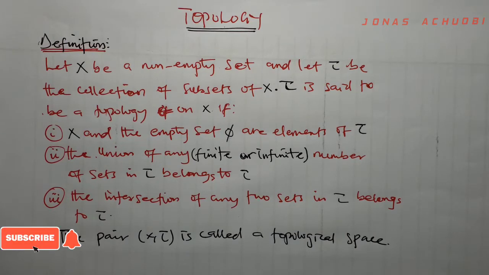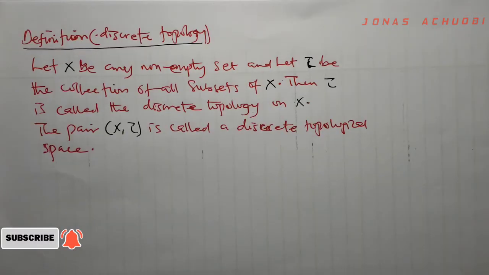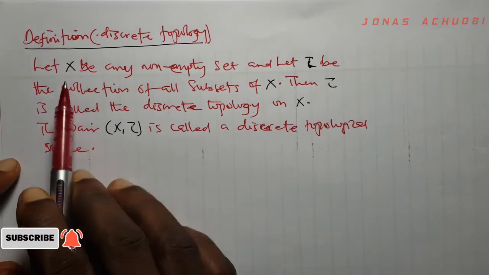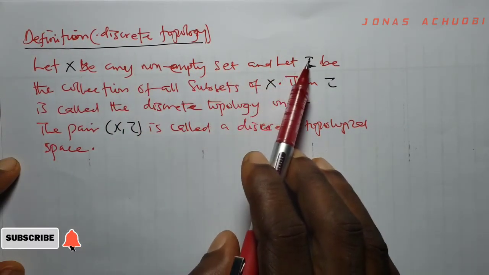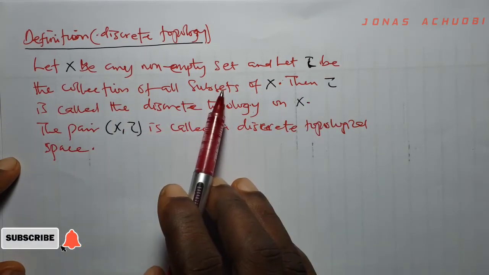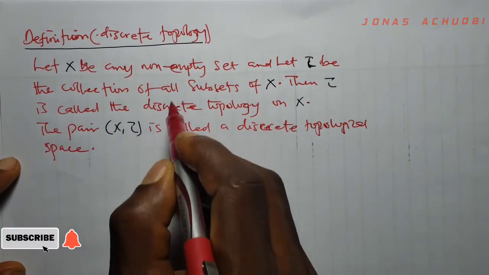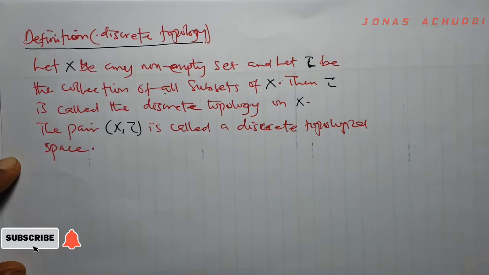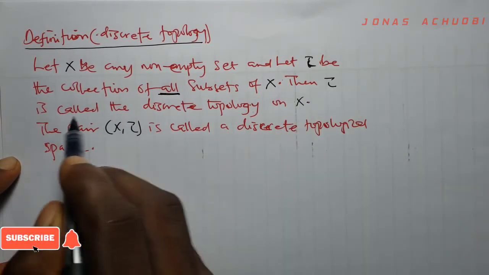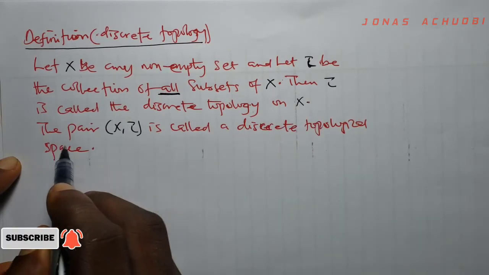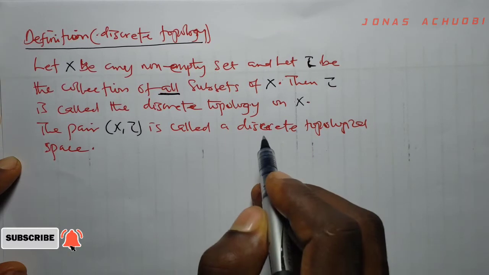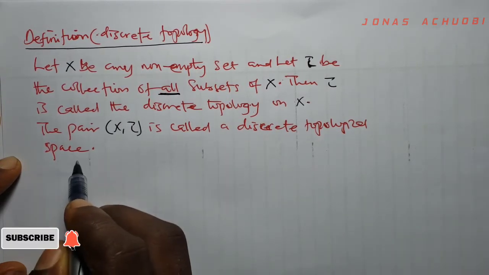Now, what is a discrete topology? Definition: let X be any non-empty set and let tau be the collection of all subsets of X. The keyword here is all. All subsets of X. This is the keyword all. Then tau is called the discrete topology on the set X. And then the pair (X, tau) is called a discrete topological space.